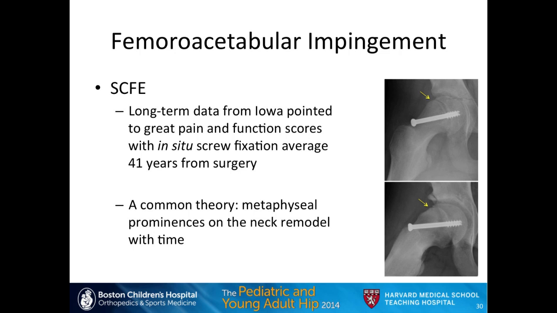However, you do see this as a common theme over time, especially in kids that are early teens and have growth remaining. This area will flatten out in a lot of kids, right? So now all of a sudden my cam lesion starts to disappear. Now what do I do? Do I have to do anything about it? And so the one theory was, well, of course they're not all going to get arthritis, because they are remodeling their bone. They're getting rid of their cam lesion. That's awesome. They're kind of taking care of the problem by themselves.